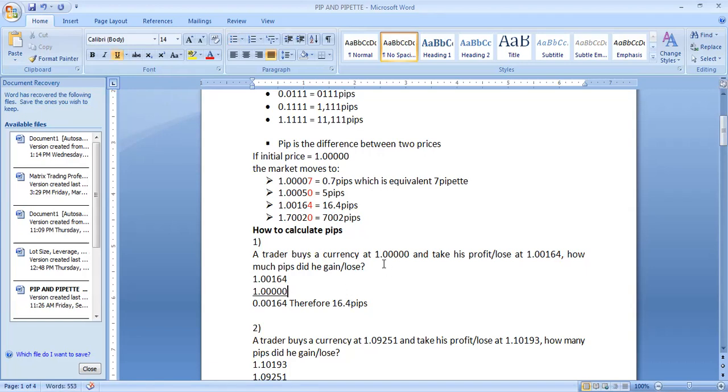Okay, now let's be critical here. All right, let me be a little bit slow. A trader buys at 1.0000 and takes his profit or loss. So in this case, we are now going to define it. Is it profit he took or loss at this price, 1.00164? Now, if you notice, this price is greater than this price. So it means that what he had was a profit. Remember, since he bought at a price, the market appreciated after he bought. So it means he made a profit. So the first thing is that it was a profit.